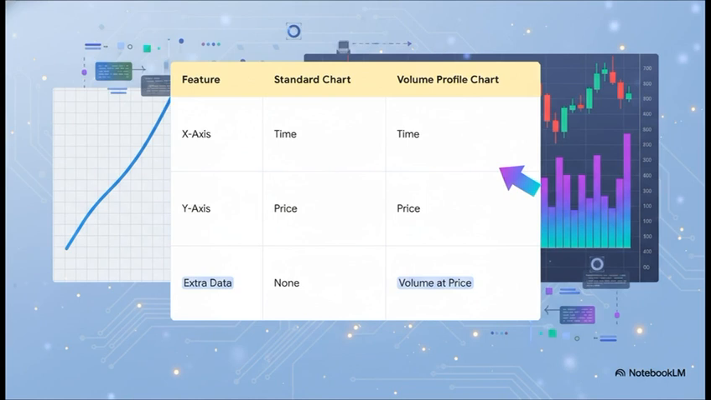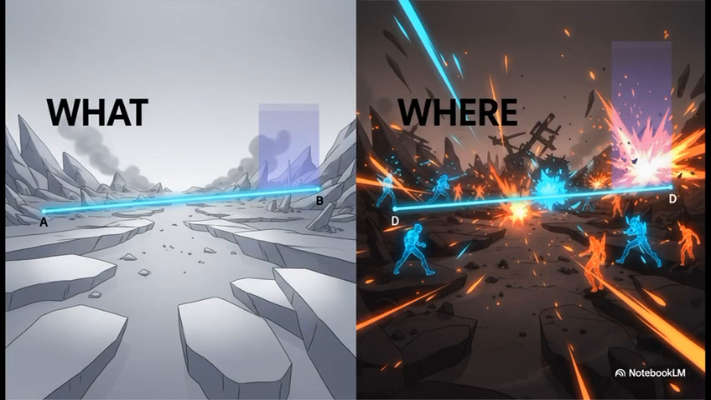Okay, so a standard chart, pretty simple. It shows us price over time. But a volume profile chart adds this incredible third dimension. See that histogram kind of thing on the side? That shows you how much trading actually happened at each specific price level. It's a total game changer. We're not just seeing the path the price took, we're seeing where all the big stops and parties happened along the way.